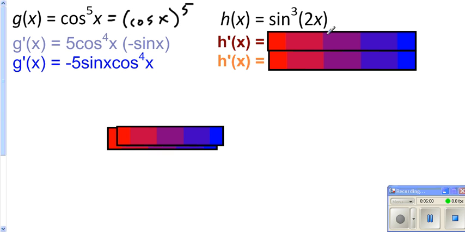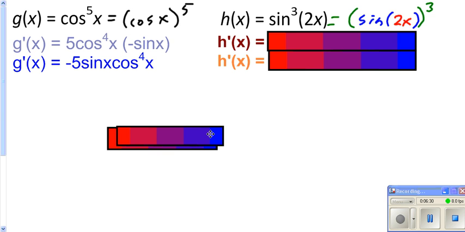Now, when we look at this one over here, we rewrite this. We have our cubing. We have our sine function. And we have our doubling function. So we really have a composition of 3 functions here. So we got to work from the outside in and use the chain rule multiple times.